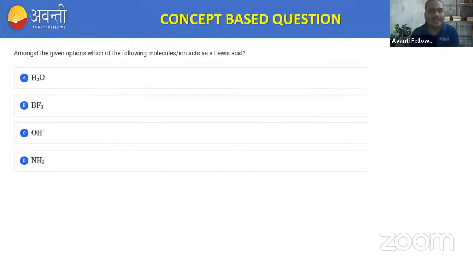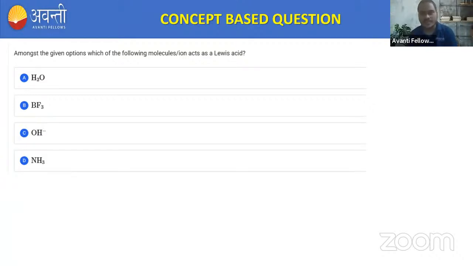The first question is: among the given options, which of the following molecules or ions acts as a Lewis acid? We have H2O, BF3, OH negative, and NH3. This is a very simple question. So what is a Lewis acid basically? Lewis acids are those having a deficiency of electrons. Those having a deficiency of electrons are known as Lewis acids.